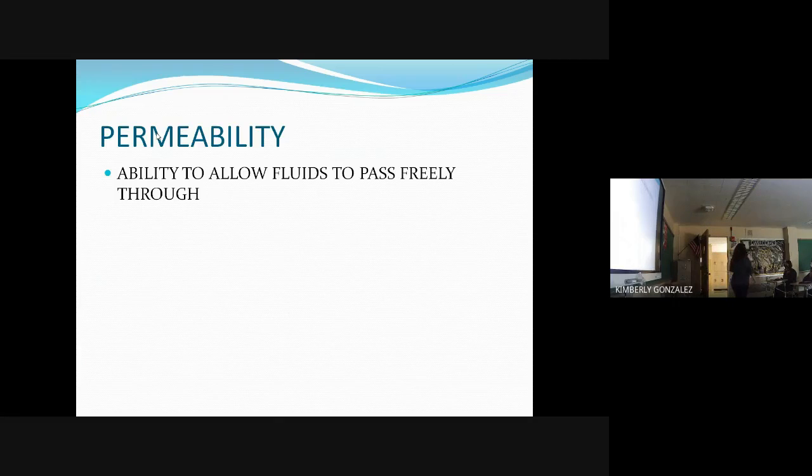So it either does or it does not. Porosity is going to determine how fast or slow that it does go through. But it's either permeable or impermeable. There's no in between. You can't sort of allow things to go through. So it either does or it does not.